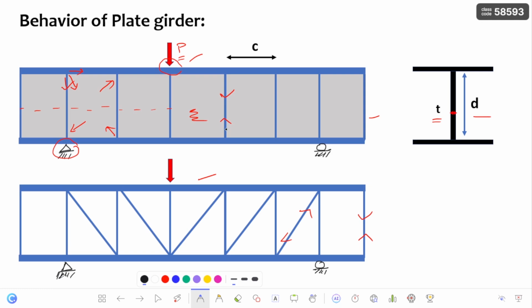The shear strength depends on the spacing between the transverse stiffeners, that is c, and also the d by t ratio of the web. Here you can see d is the depth of the web and t is the thickness of the web. c and d by t are the governing factors which influence the shear strength of the plate girder, and providing these transverse stiffeners is going to increase the ultimate shear strength of the web.